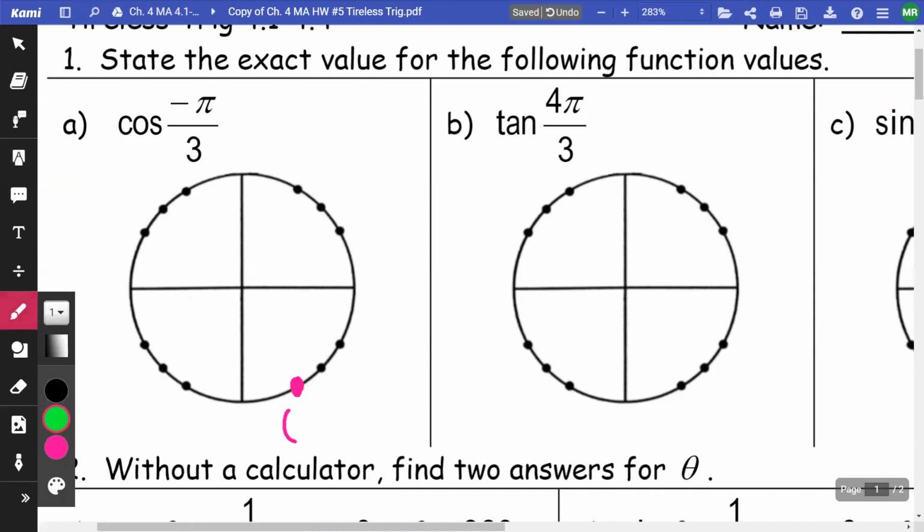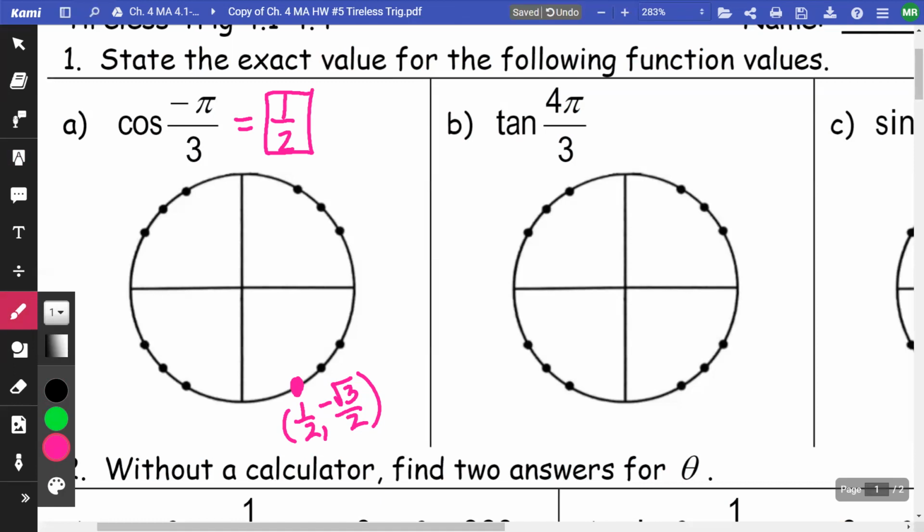And so if we're moving, we're going short, comma, long. So when I think short, I'm thinking 1/2. And when I think long, I'm thinking root 3/2. And it's a negative because of the quadrant I'm in. And then the cosine is going to be your x coordinate. And so this answer is 1/2.